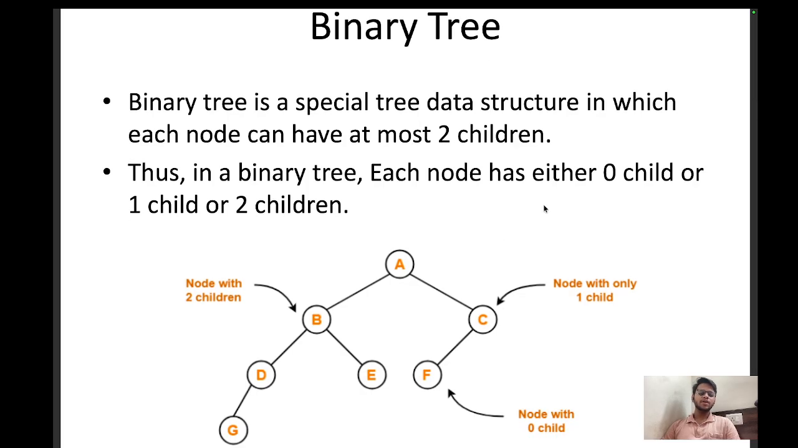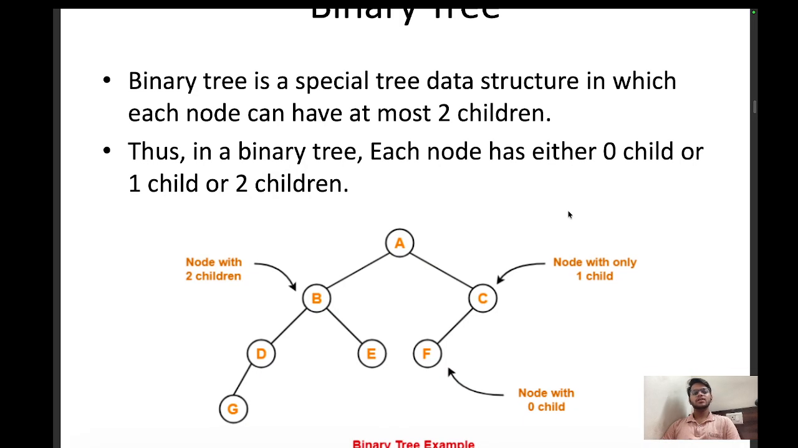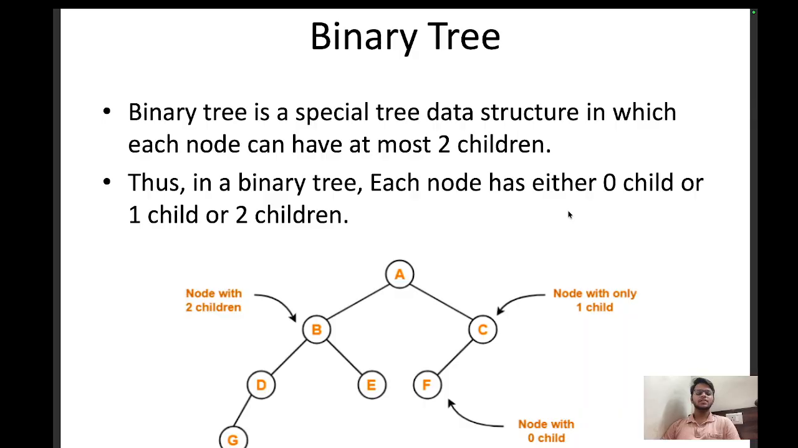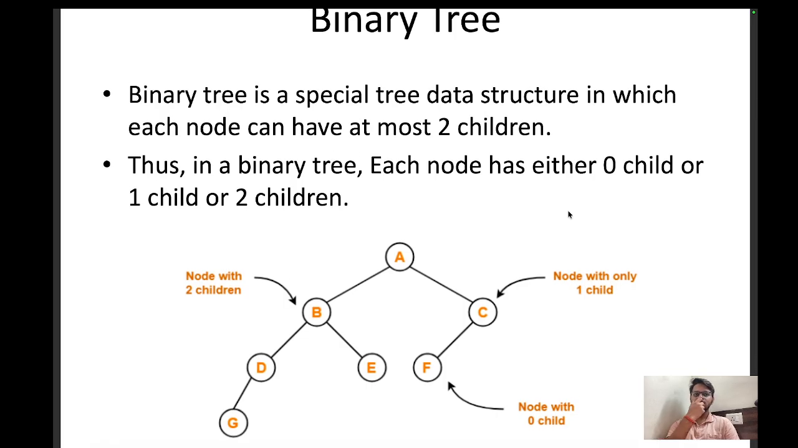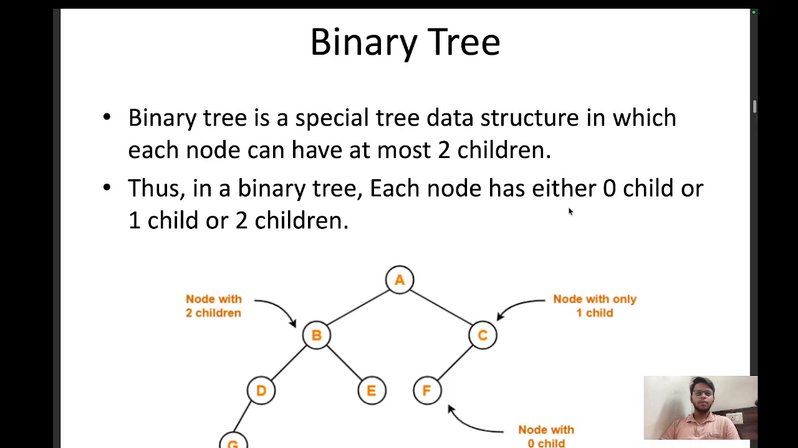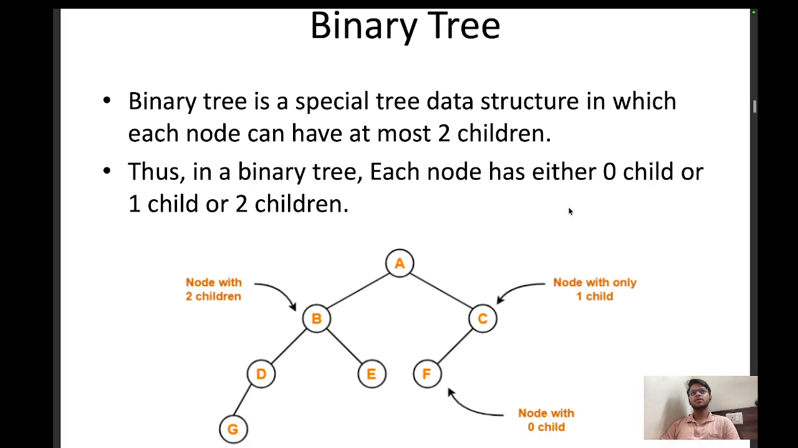Yeah, so it is very much clear by the definition only that it is a type of data structure in which each node can have at most two children. We have seen in the previous lecture that a tree can have as many children as it wants. There are no fixed rules for this. Now we have made some limitations that a node can have only two children. That means a parent can have only two children.